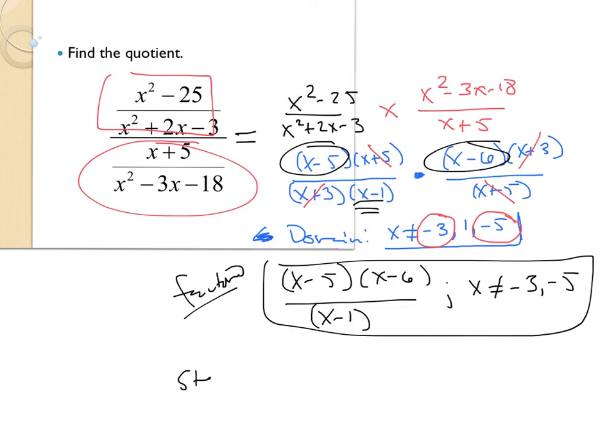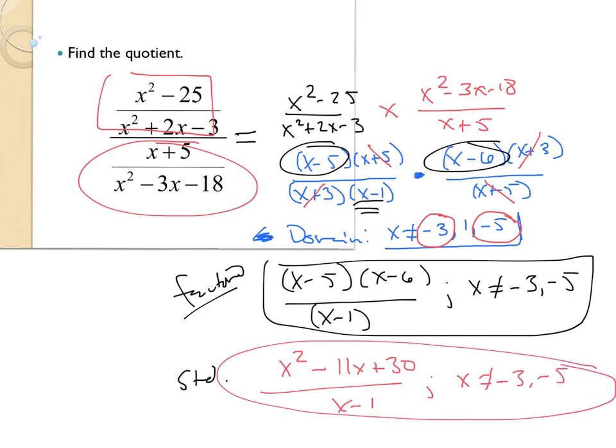solution. Now in standard form, I would go ahead and just distribute these guys, and that would end up being x squared minus 11x plus 30 all over x minus 1, where x cannot equal negative 3 and negative 5. So dependent upon whether I ask for factored or standard form, those are what the answers would look like. And this is how we simplify a rational expression that's a complex fraction.